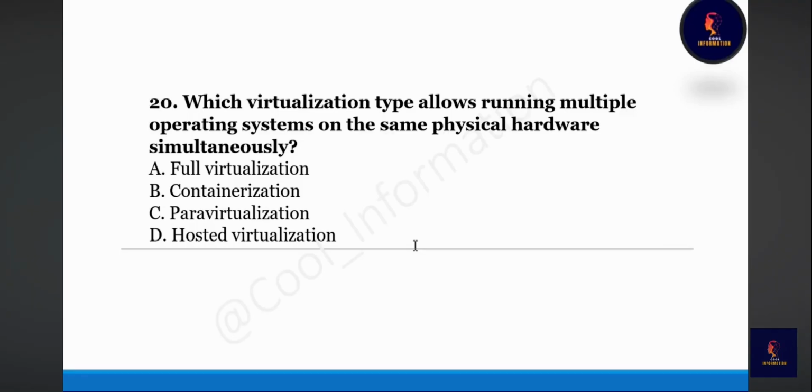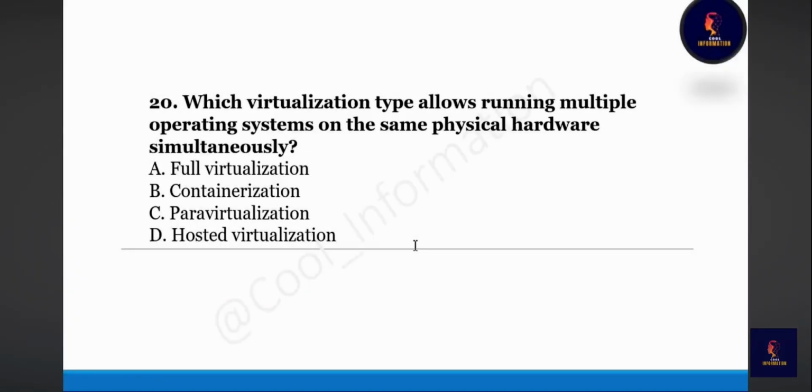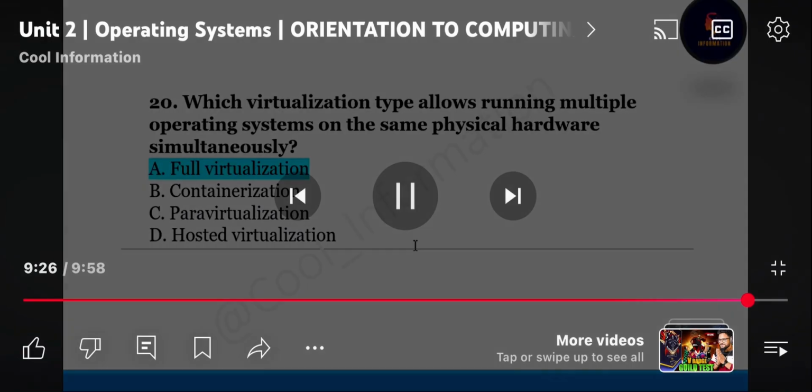And last question of this series, which virtualization type allows running multiple operating systems on the same physical hardware simultaneously? Option A, full virtualization. Option B, containerization. Option C, para-virtualization or option D, hosted virtualization. Correct option is option A, full virtualization is the correct option. So this was the last question.